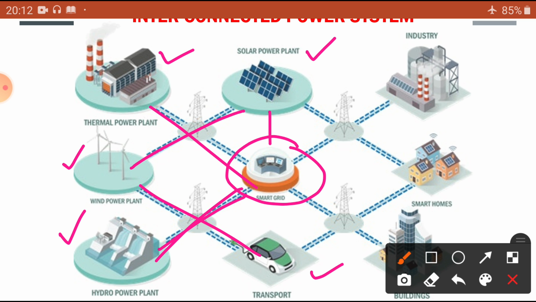But as a consumer, a domestic customer, we are not bothered whether you are generating in a thermal power station, hydro power station or any other non-conventional energy source. I require electrical energy 24 into 7 days. That means reliable supply is required and quality power supply is required. I don't bother about which type of generation is taking place.